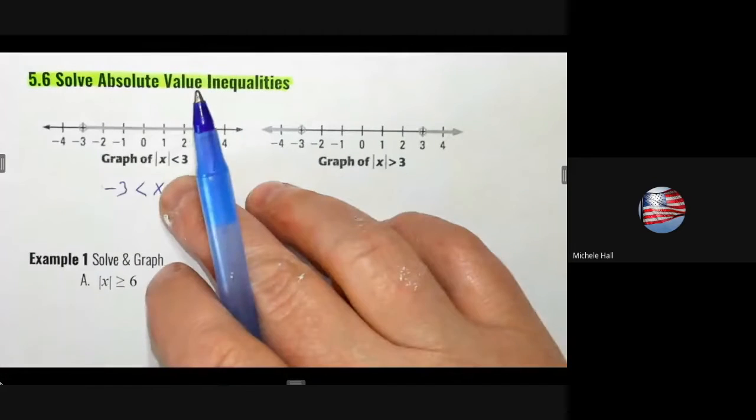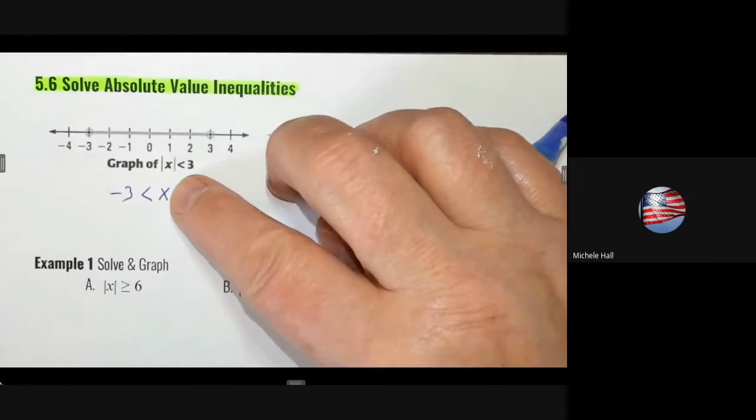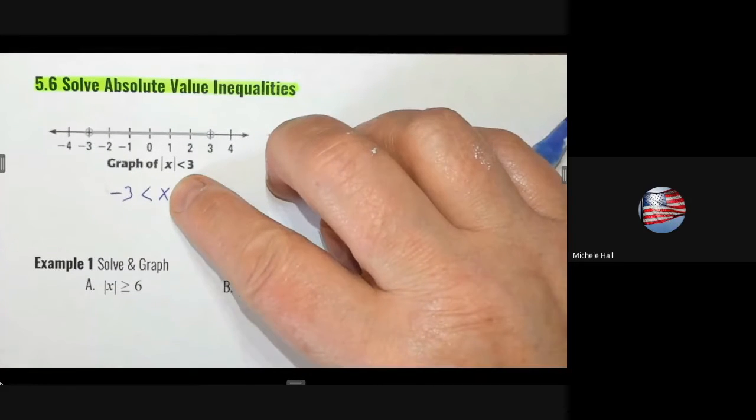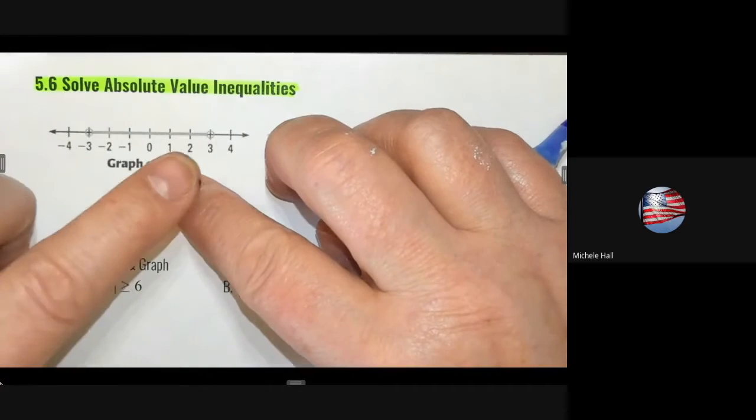And then it also says that x is greater than -3. So here at -3 we have an open circle and it's going in the greater than direction.